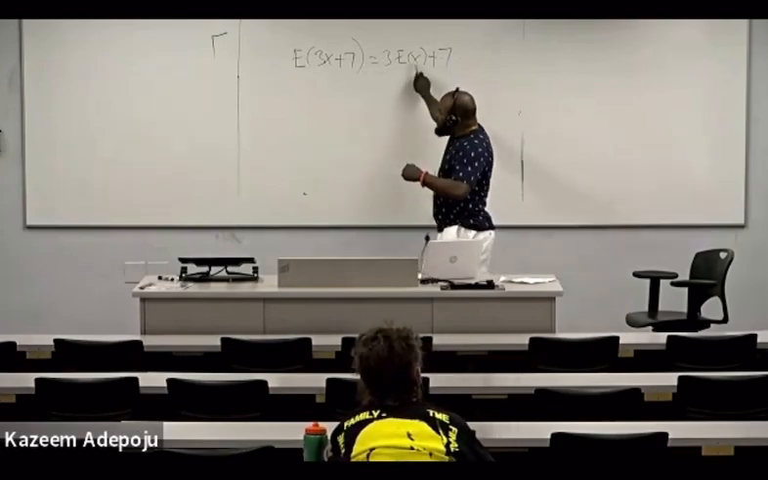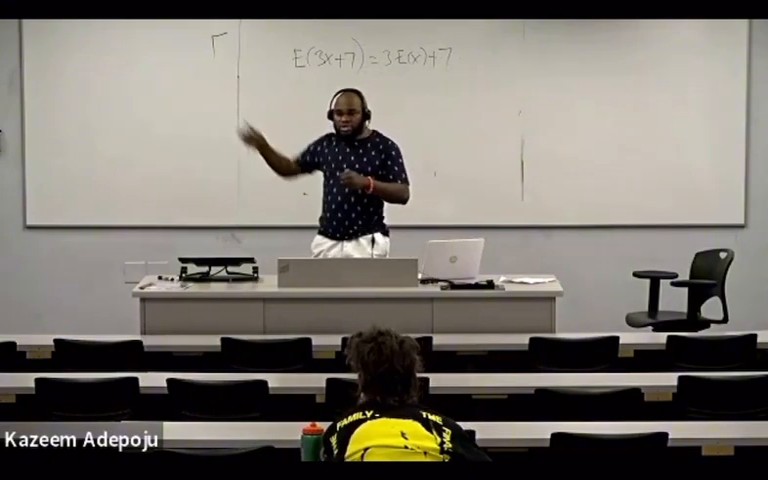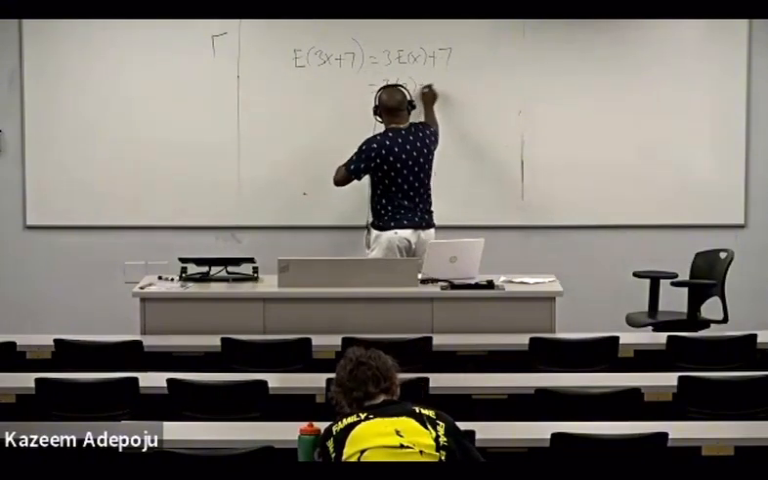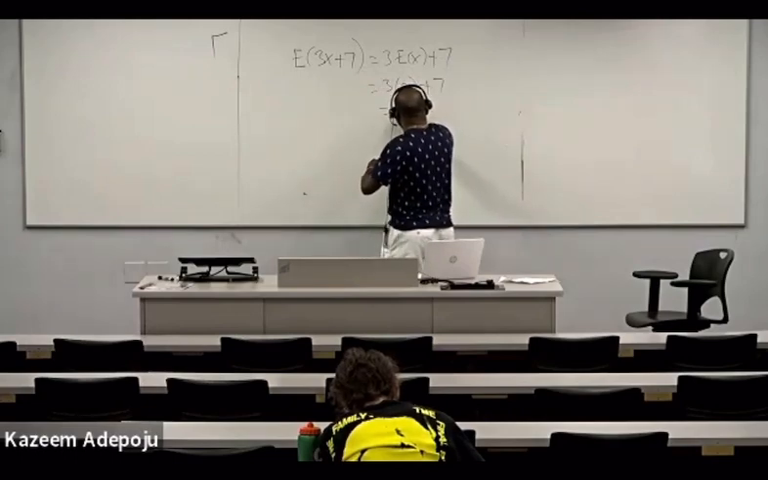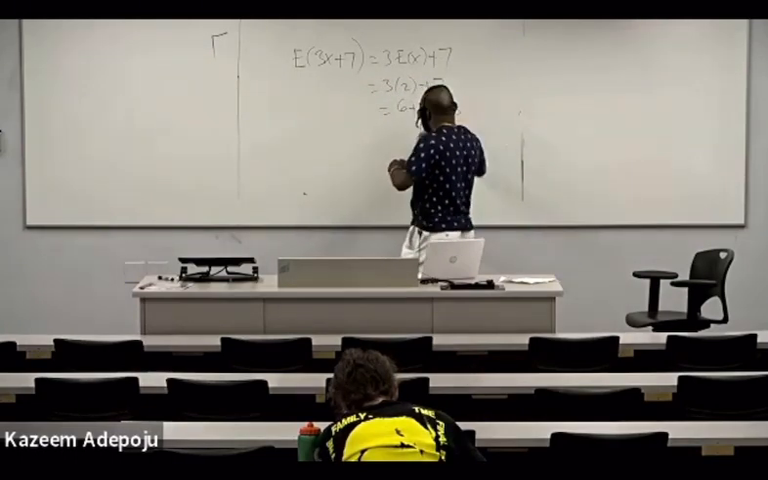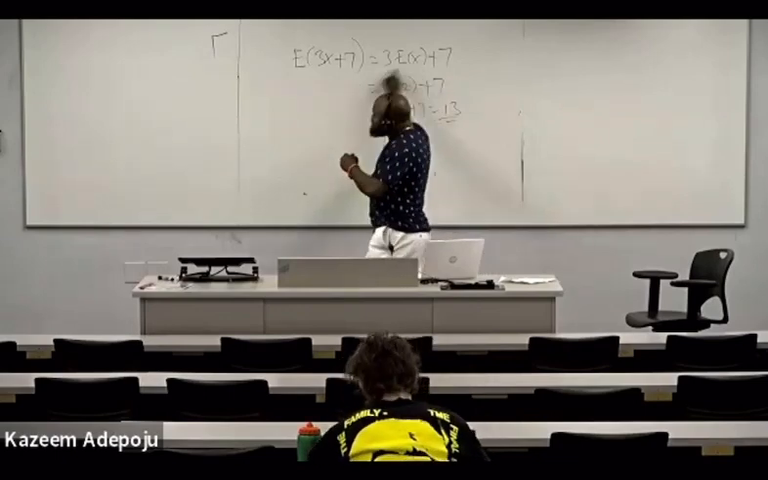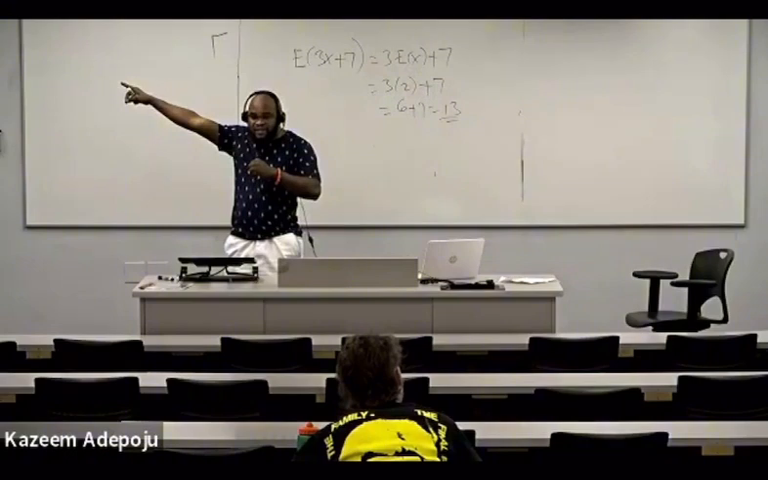Now, you've been given the expected value of x to be 2. All you need to do is plug that in. So it's going to be 3 times 2 plus 7. That's going to be 6 plus 7, which is 13. That is the mean. The expected value of x has already been given. Take a look at that.